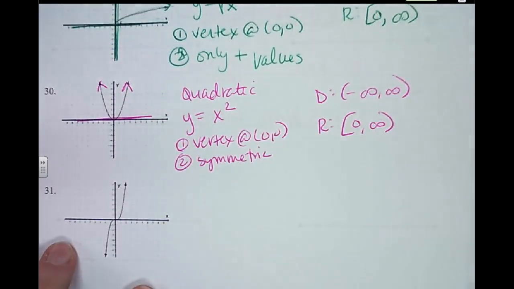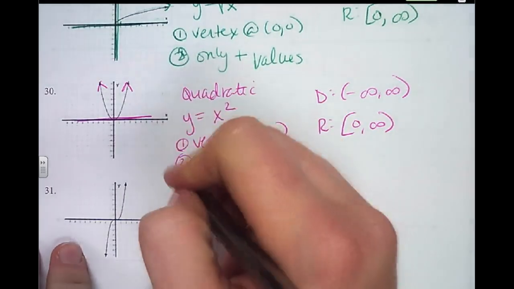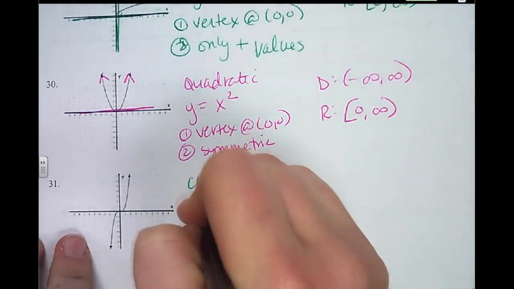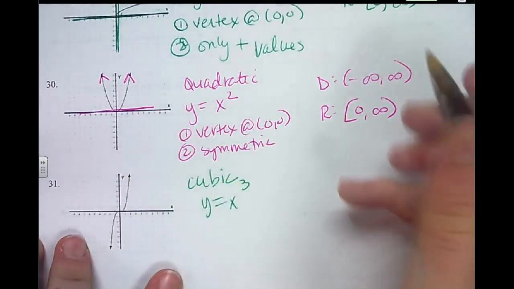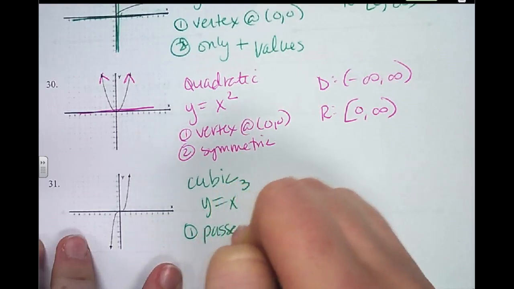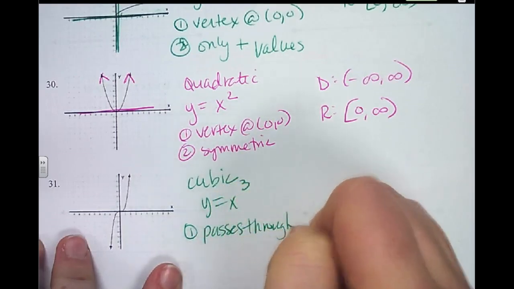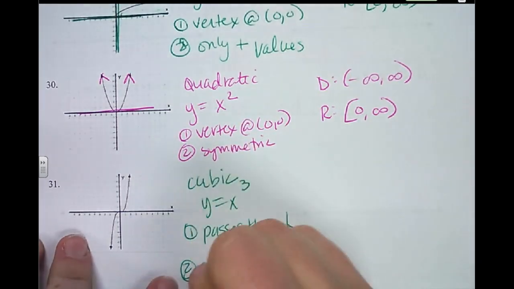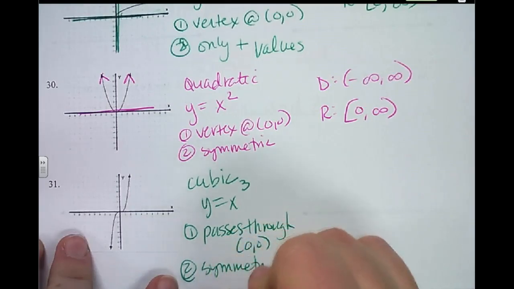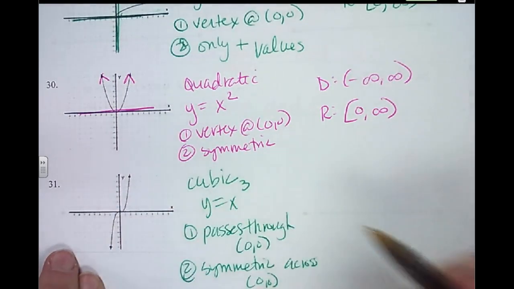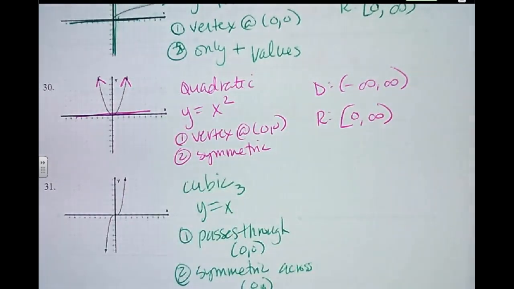And number 31, this is the cubic. So y equals x cubed. Let's see, it passes through the origin, so it passes through (0, 0). And I'm going to say it's symmetric across (0, 0), or across the origin. If I was to rotate it, it would be the same thing. We'll talk about that later on in the year.